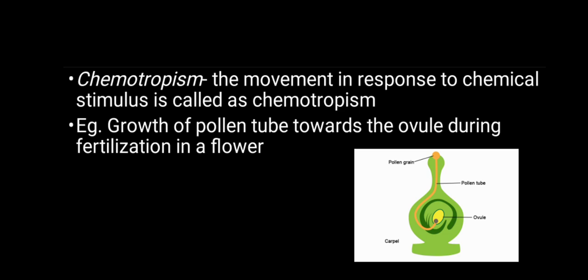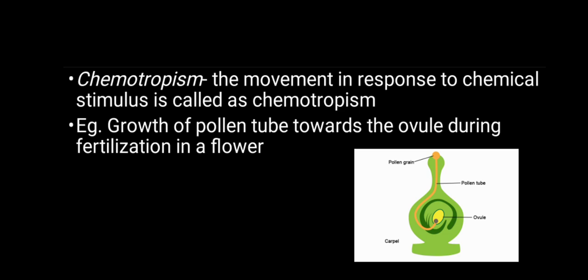Fertilization, as we know, is a fusion of the male gamete and the female gamete. The male gamete is present inside the pollen grain, which after pollination reaches the stigma, and the female gamete is present inside the ovule, which is present inside the ovary. The pollen germinates to produce a pollen tube, and the pollen tube carrying the male gamete travels down the style and reaches the ovule. And finally, the male gamete fuses with the female gamete.